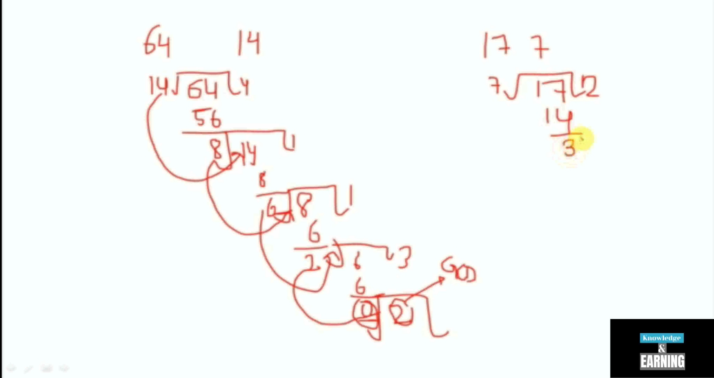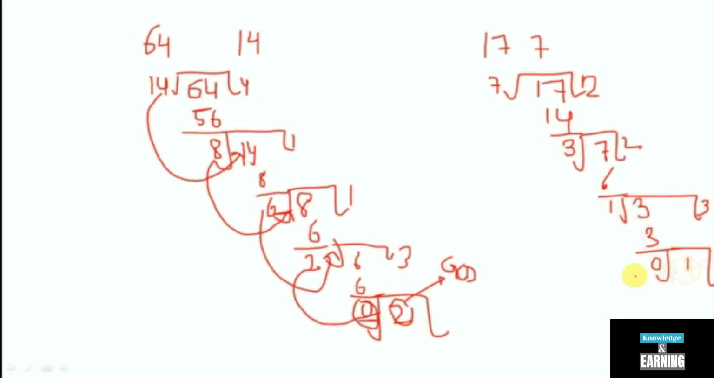So the previous divisor will be my current dividend, that is 7 will become the dividend, and 3 twos will give us 6. 1 will be the remainder. The previous divisor will become the current dividend. 1 three will give us 3, and 0 will be the remainder. We need to stop here. We can't divide further. Whenever we get the remainder as 0, the current dividend will be the GCD.